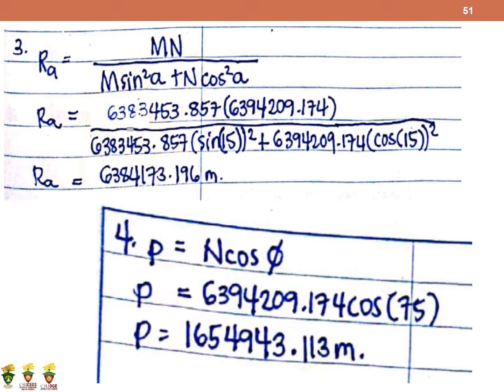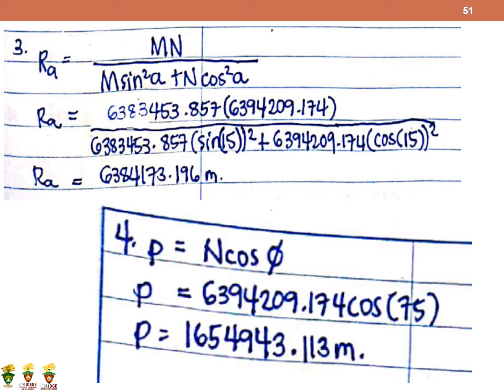For number 3, it's plug and play, class. The important thing here is that you don't make a mistake, since all of the next questions are prerequisites of what you solved first. So if you make a mistake in your first solution, everything after will be wrong. So the radius of curvature at any azimuth equals mn all over m sine squared azimuth plus n cosine squared azimuth. Substituting the given variables from our question earlier, we have the radius at any azimuth equal to 6384173.196.